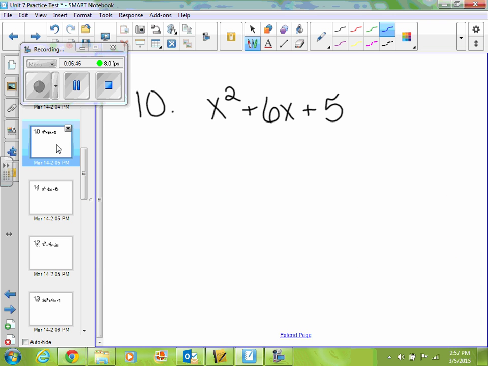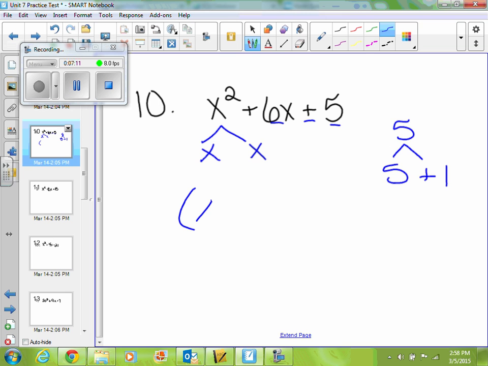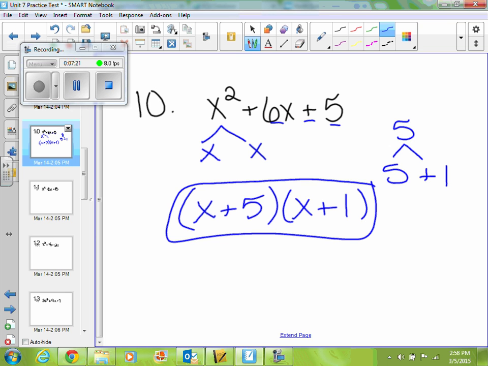Alright, number 10, we're continuing to factor, so we're given the expression x squared plus 6x plus 5. Do I have a leading coefficient? No. Okay, when you don't have a leading coefficient, then we just start at the back. So factors of 5 that add to 6. 5 and 1. Okay, x squared splits into what? X and x. Is this 5 positive or negative? Okay, what about my 1? Positive. So x plus 5, x plus 1.